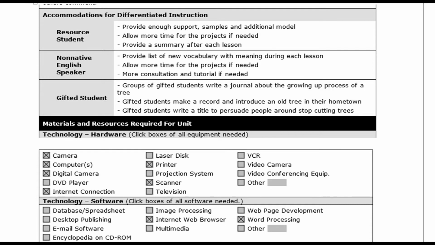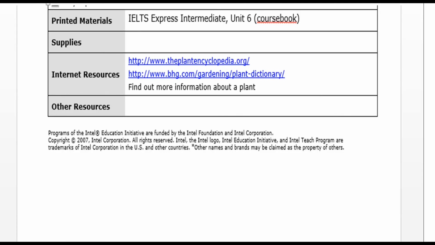About materials and resources required for the unit. There is some technology hardware like camera, computer, digital camera, internet connection, printer, and scanner. Technology software like internet web browser and word processing.